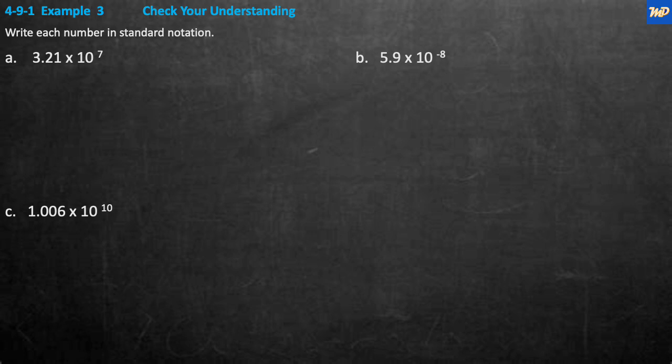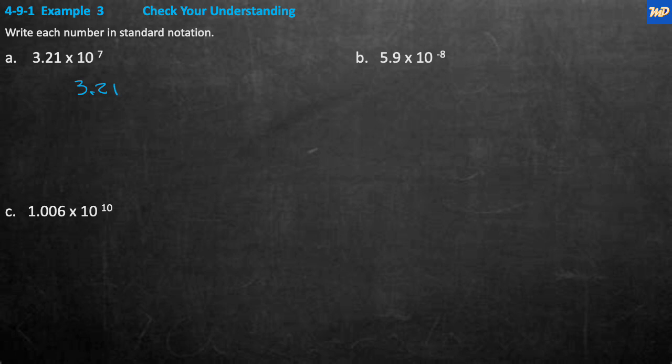Okay, example 3, check your understanding. They want us to write each number in standard notation. So 3.21 times 10 to the 7th. That means they want us to increase the number. Right now it's 3.21, so we're going to end up with a big number. How do we do that?